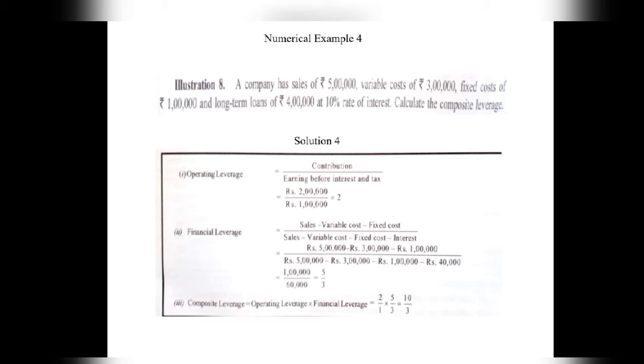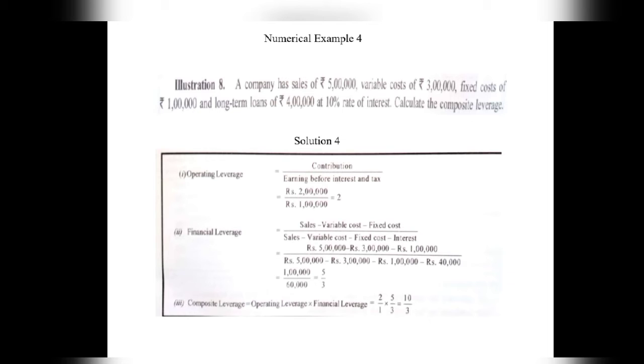The formula for calculating operating leverage is contribution divided by earnings before interest and tax, that is the operating profit. So the contribution is sales minus variable cost. So the sales are rupees 5 lakhs and variable cost is rupees 3 lakhs. So 5 lakhs minus 3 lakhs, we have a contribution of rupees 2 lakhs.